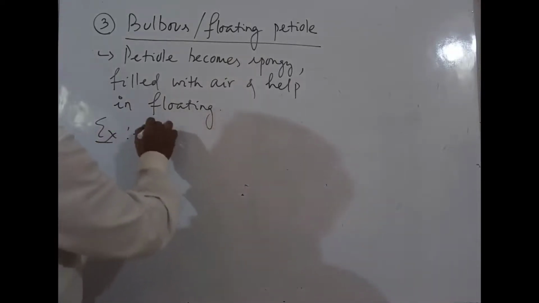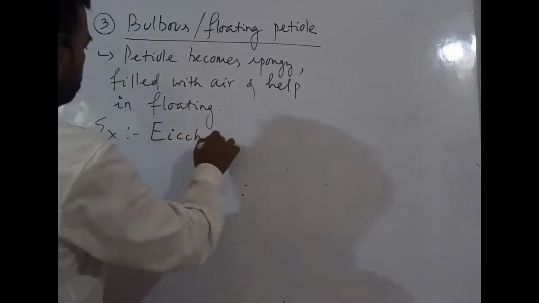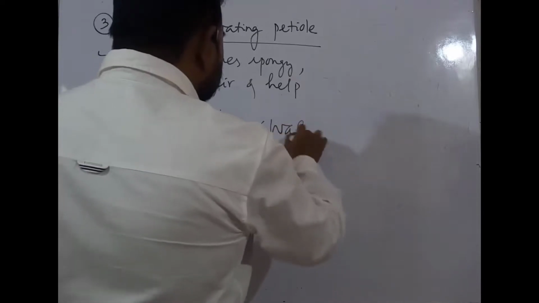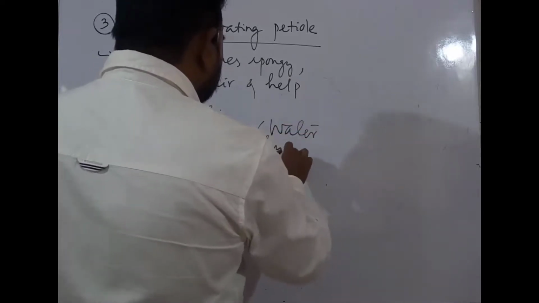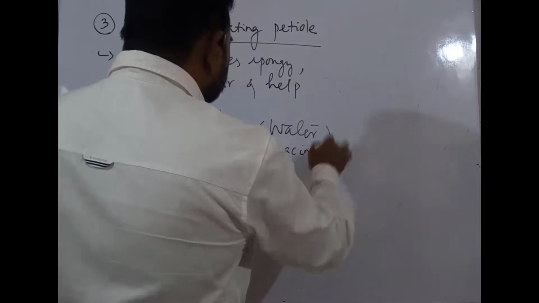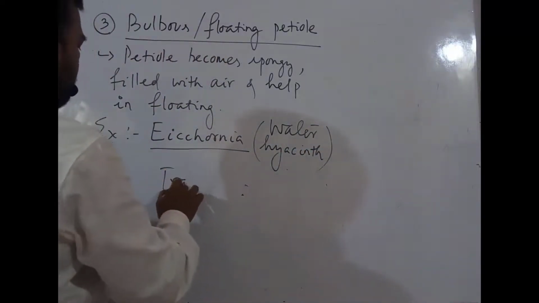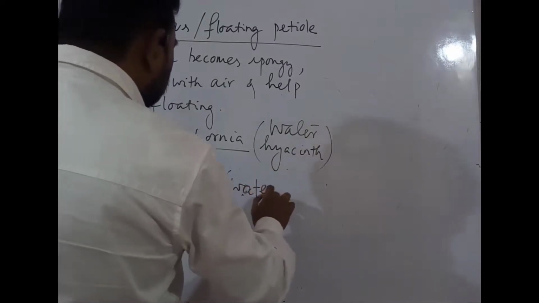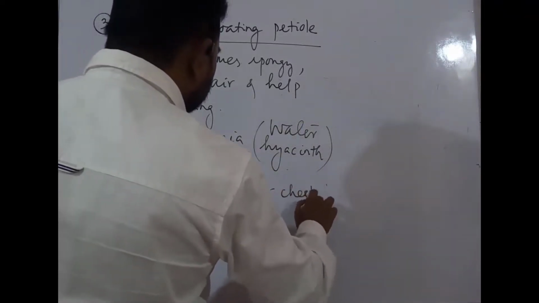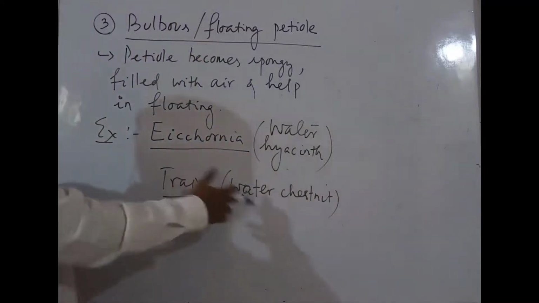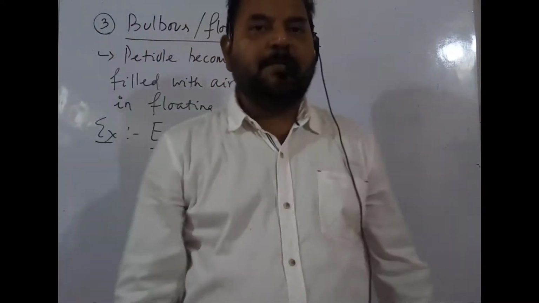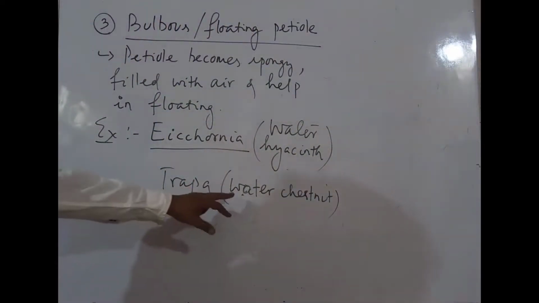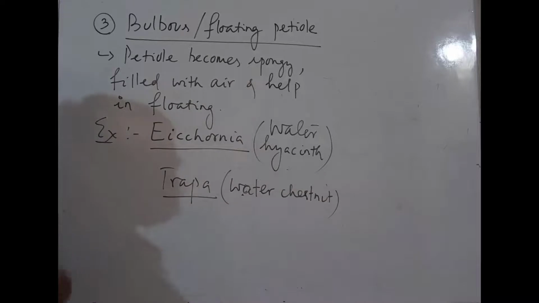The example is Eichhornia. The English name is water hyacinth. Another example is Trapa. Trapa is known as water chestnut. Trapa or water chestnut is called paani singoda in Odia. So its English name is water chestnut and scientific name is Trapa.